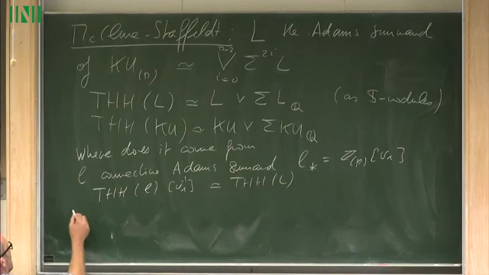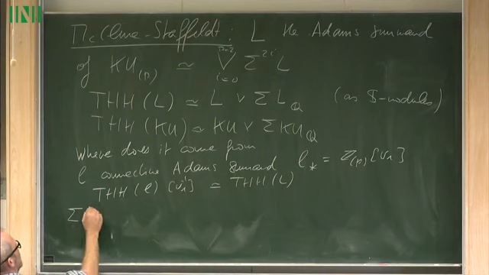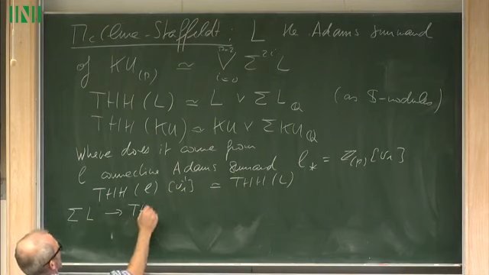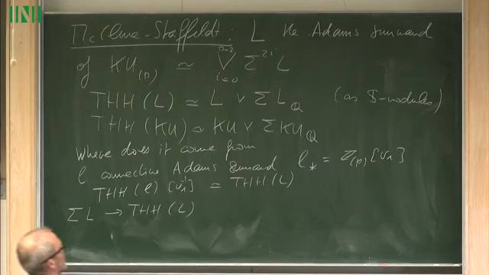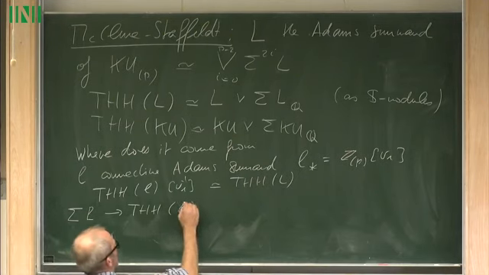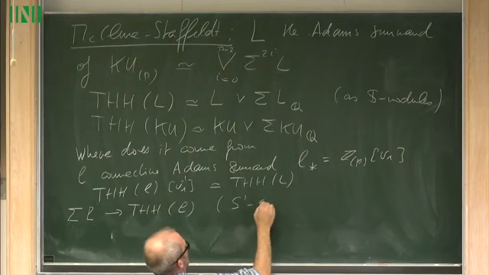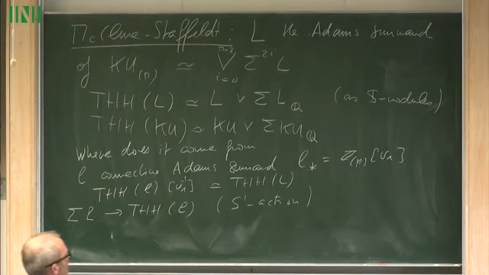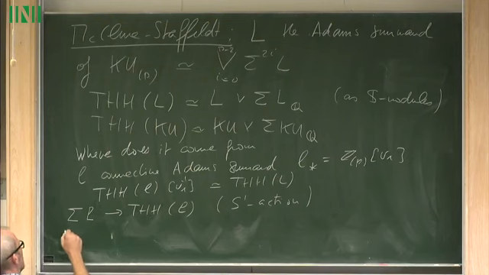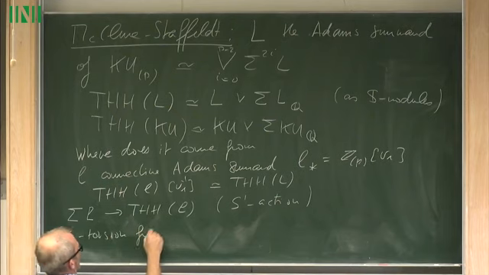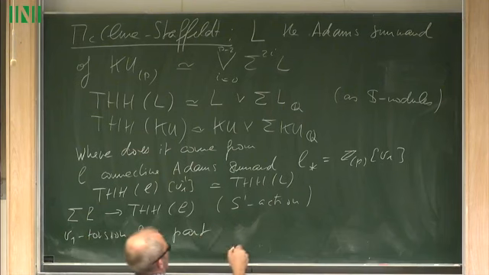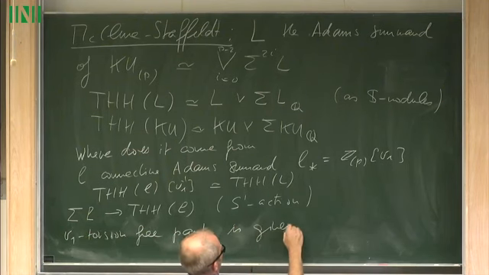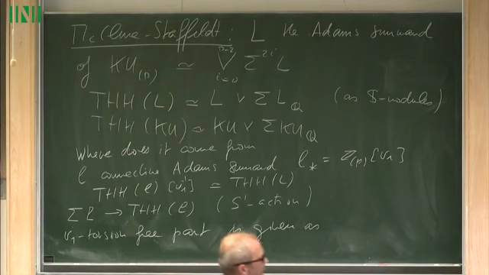And what they show is that, coming from the S1 action, you have a map from the suspension of L. This is coming from the connected version. It's essentially coming from the S1 action. And the V1 torsion free part is given by the following picture.